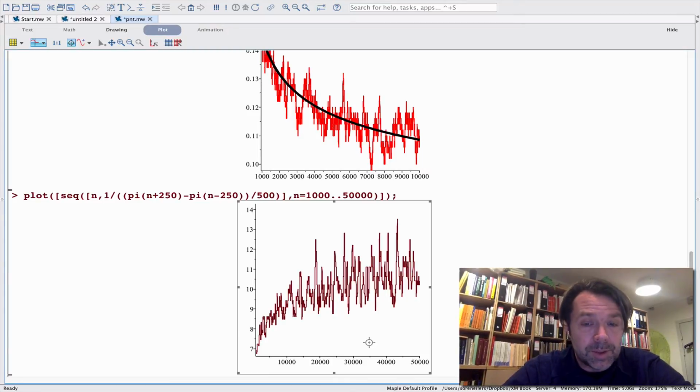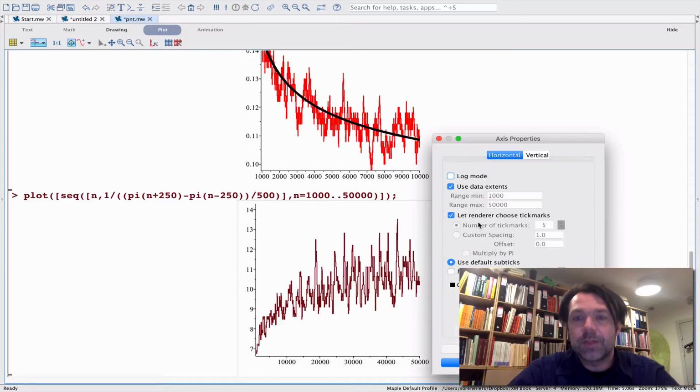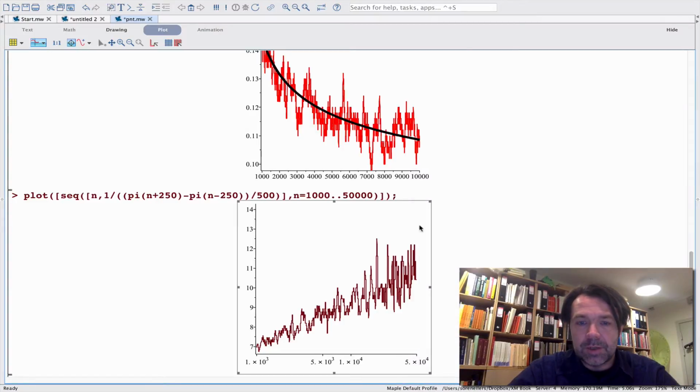One of the standard tricks that I'm sure you're familiar with, maybe more from doing physics in high school than from doing mathematics, is that we can change the axis so that one of the axes is logarithmic rather than straightforward. That corresponds to the semi-logarithmic plot paper that you may have been subjected to at some point. It's very easy to do this directly in Maple. We just change the properties of the axis to be log mode. And so you can see what I've done here is that I've changed the x-axis to be logarithmic.